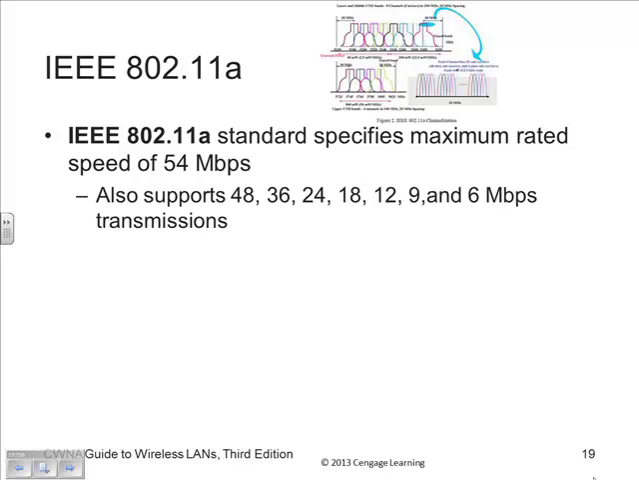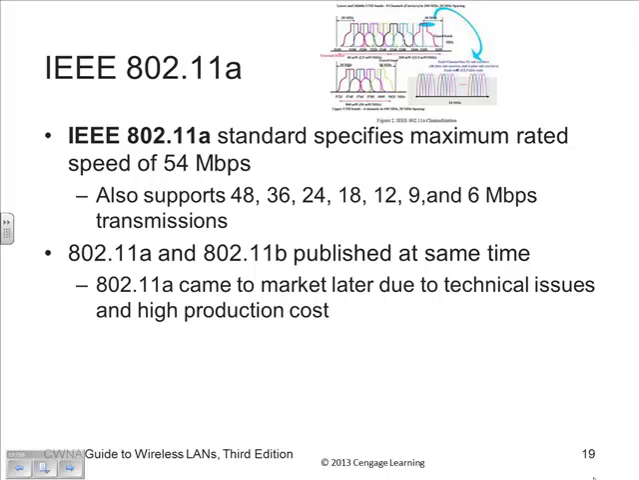The 802.11 standard specifies a maximum of 54. It also supports 48, 36, 24, 18, 12, 9, and 6. As you get further away, as the signal varies, these are going to be the speeds that it locks into. So as signal strength varies, we're going to get one of those speeds.